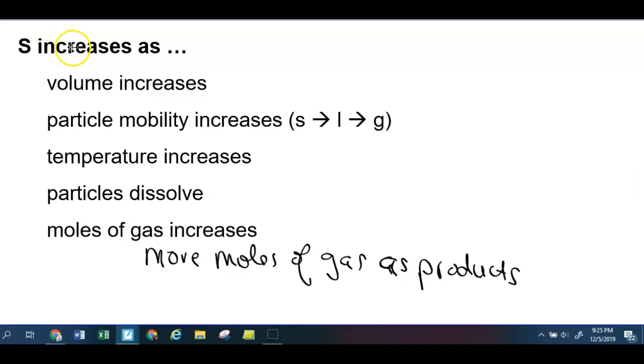So here are some things that you need to think about. Entropy increases as volume increases, as particles' mobility increases. That's what we just talked about, solid to a liquid to a gas. It also increases as temperature increases, as particles dissolve, and as moles of gas increase. What do I mean by moles of gas increases? That means when I go from the reactant side of an equation to the product side, there are more moles of gas as products than there are moles of gas as reactants.